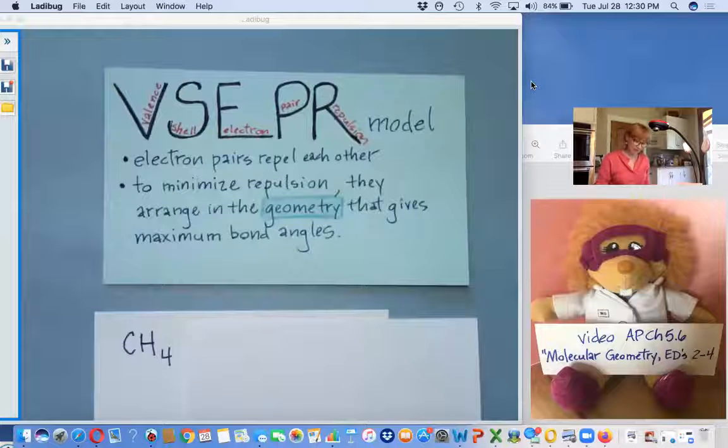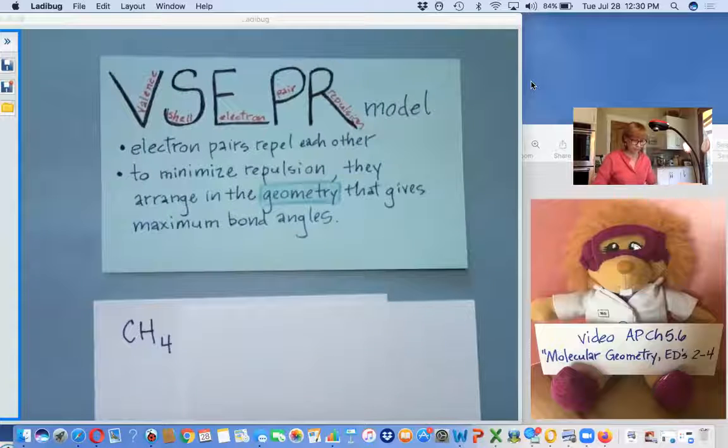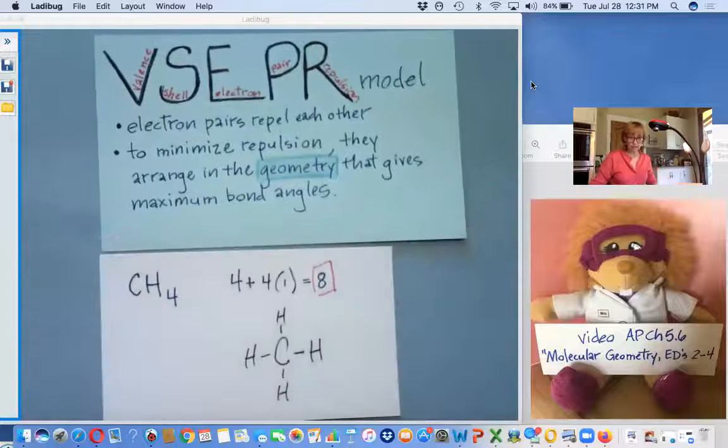Let's start with methane, CH4. So again, if you're doing this for the first time, I want you to pause the video and try each step on your own. The first thing I want you to do is write your Lewis structure or your Lewis electron dot diagram for methane. So pause and do that. And this is what you would come up with.